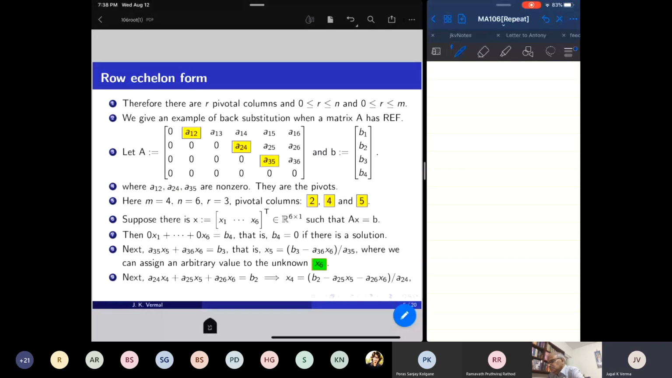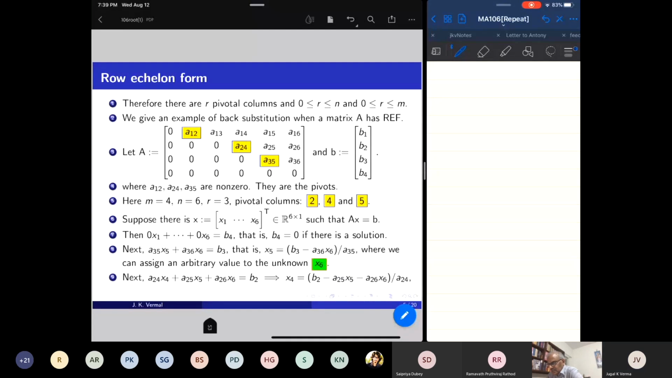There's a question from Anirudh. He asks whether REF exists for every upper triangular matrix. REF exists for any matrix. There is a procedure called the Gauss elimination method, which will convert a given matrix into row echelon form.